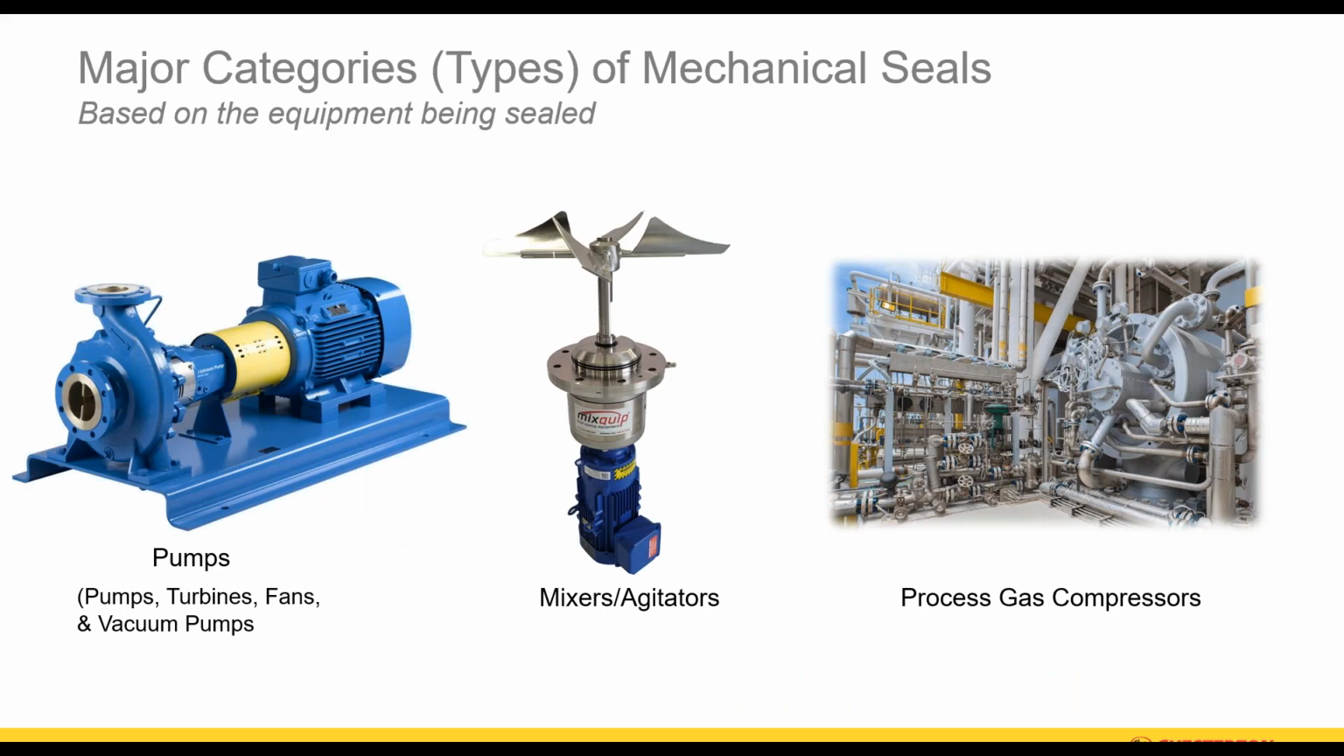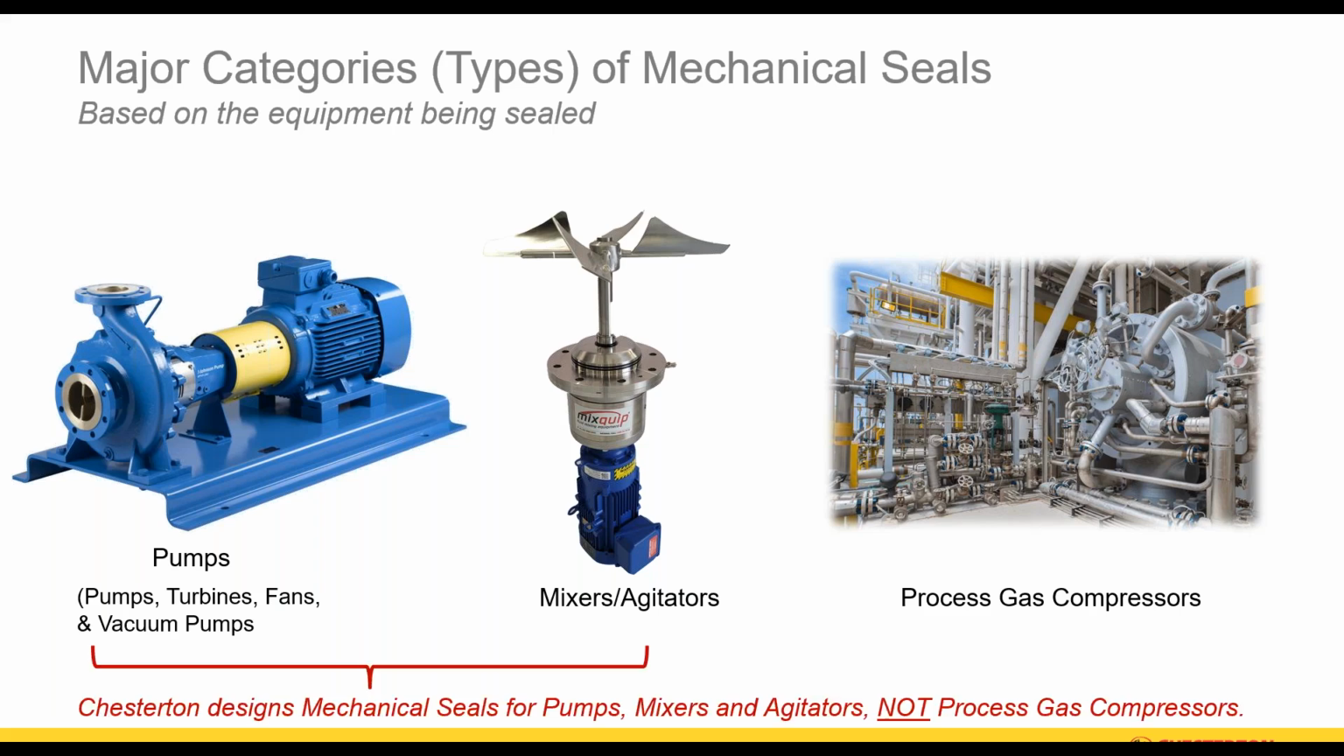Also, we need to recognize that there's fundamentally 3 major categories of mechanical seals. And it's really based on the equipment that's being sealed. So the first category are, in essence, pump seals. And these are the seals for not only pumps, but turbines like hydroelectric turbines, fans, and vacuum pumps, which would all fall under that category. The next category is mixers, agitators, those types of devices used for stirring, agitation. And then the third are process gas compressors.